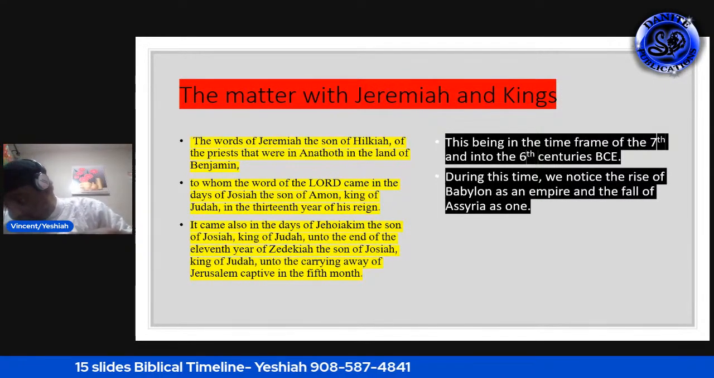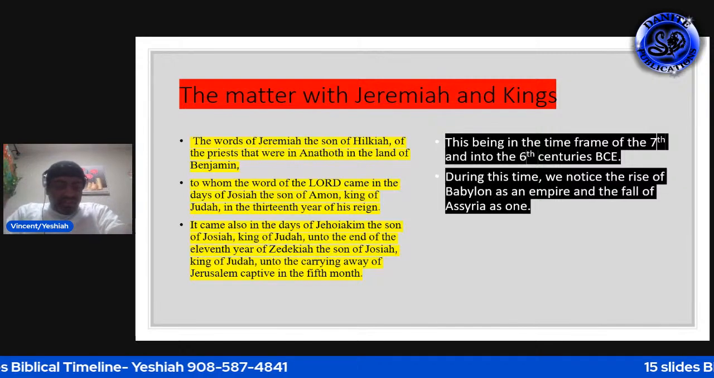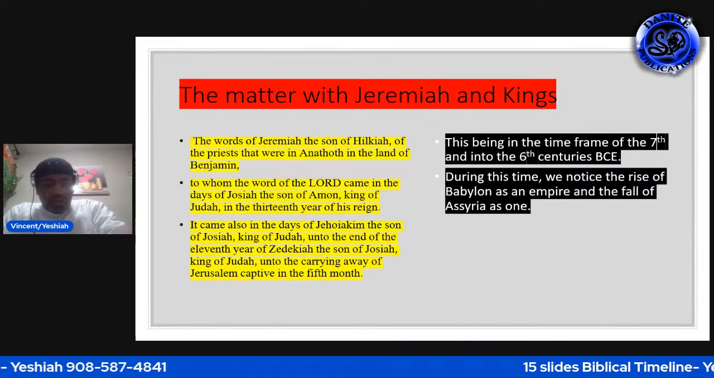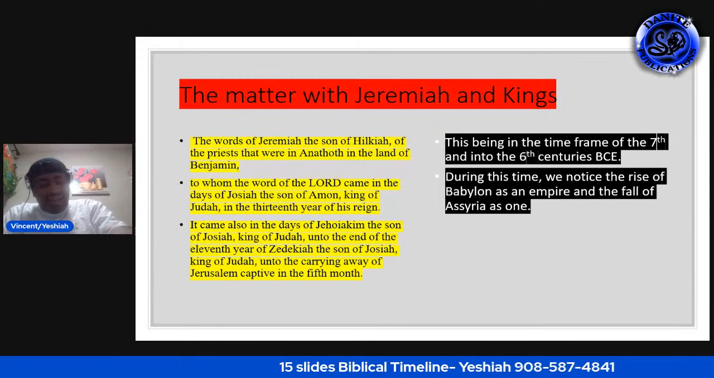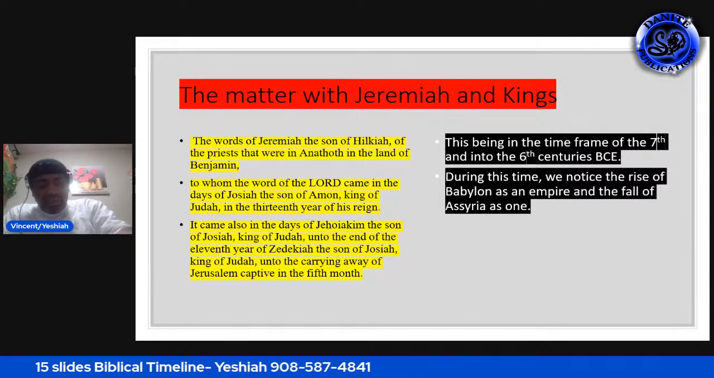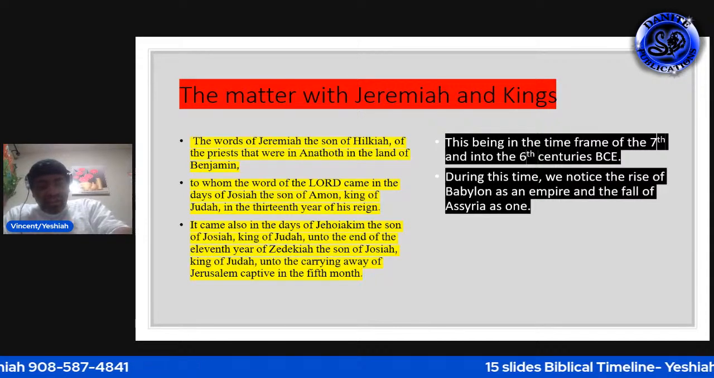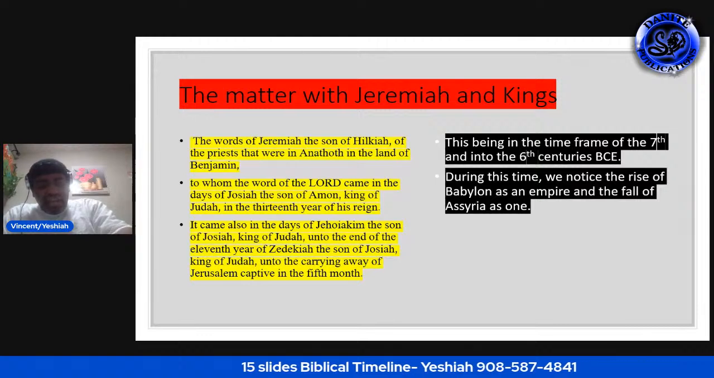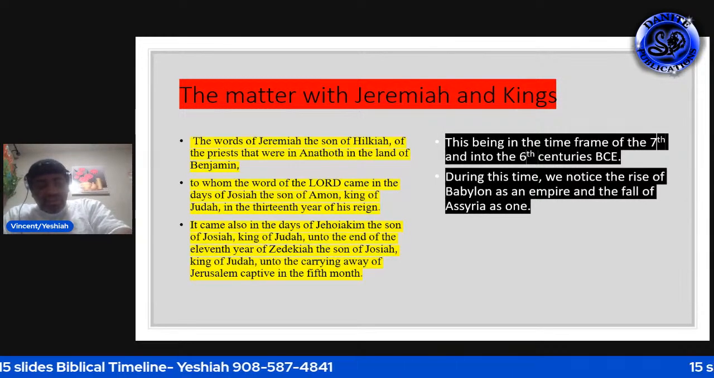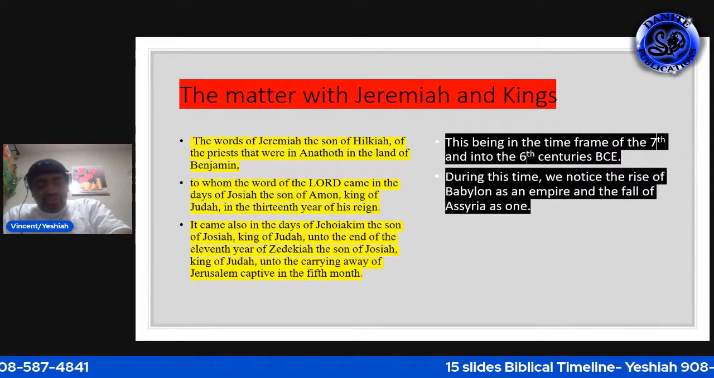We have it to where, brothers and sisters, it says, the words of Jeremiah, the son of Hezekiah of the priest. That means he was house of Aaron through his son Itamar, in this case, that were in Anatot in the land of Benjamin, to whom the word of Yah came in the days of Josiah, the son of Ammon, king of Judah, in the 13th year of his reign. It came also in the days of Jehoiakim, the son of Josiah, king of Judah, unto the end of the 11th year of Zedekiah, the son of Josiah, king of Judah.